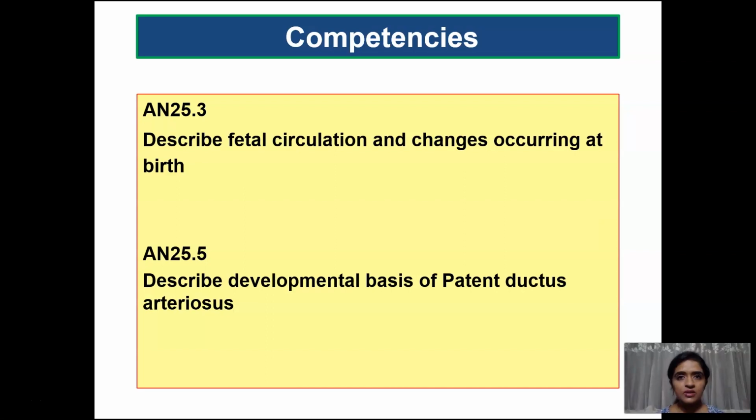Now, when we discuss this topic, you need to know which are the competencies according to MCI you need to know when you study this topic. The first competency which is expected from you is describe fetal circulation and changes occurring at birth. The next one is describe developmental basis of patent ductus arteriosus. So you have to keep these 2 points in your mind so that at the end of this session you will be able to answer these 2 questions.